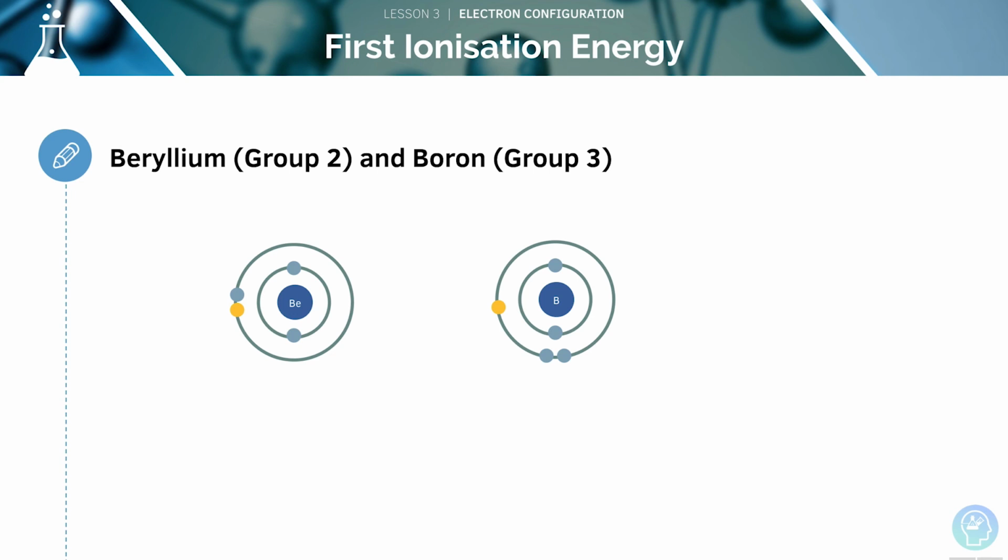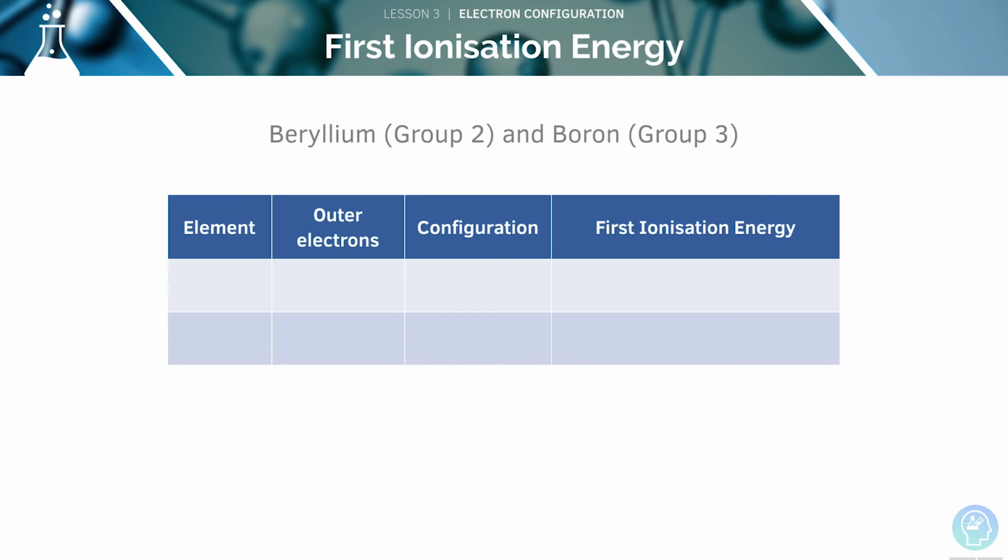Firstly, there is a drop in the first ionisation energy between group 2 and group 3 elements. For example, if we take beryllium in group 2 and boron from group 3, we would expect the first ionisation energy of beryllium to be higher than that of boron, due to the increased nuclear charge and the decreased atomic radius.